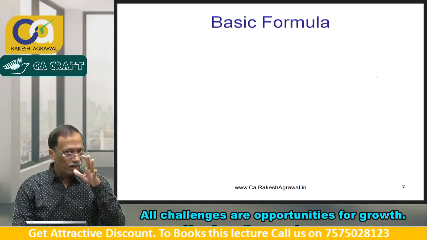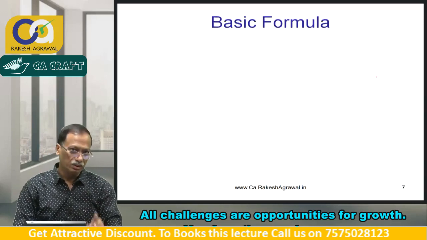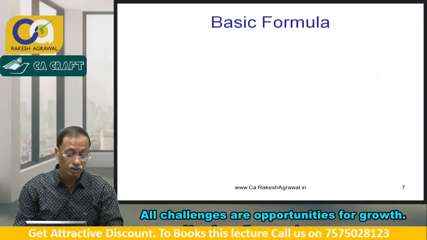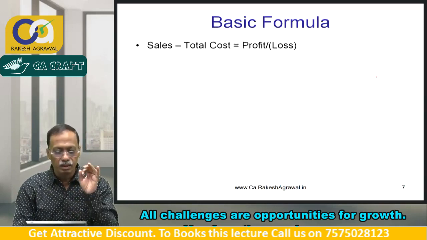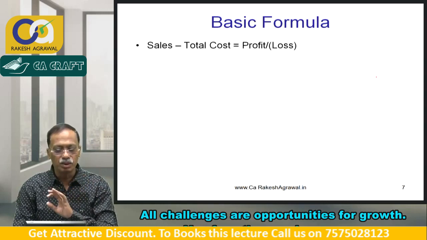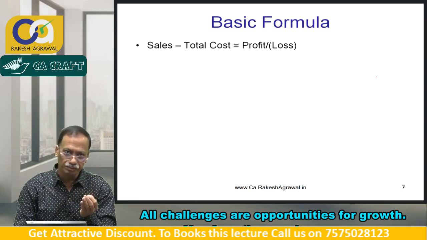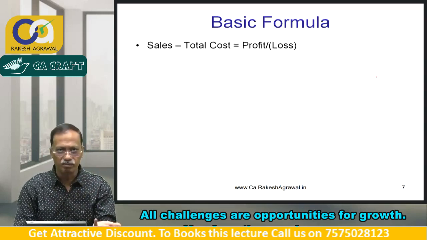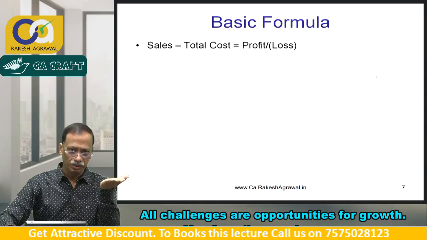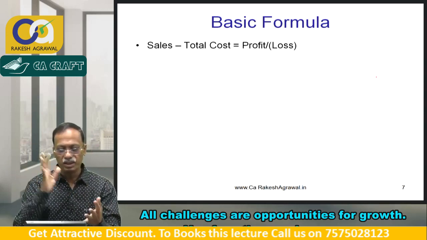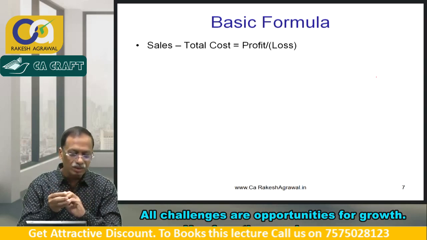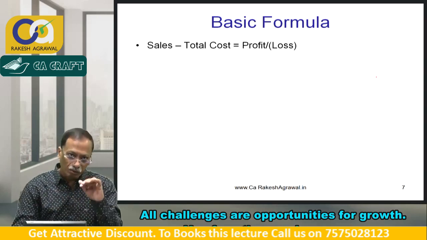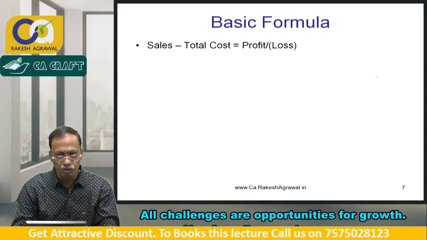Now from where was this formula derived? The golden formula of marginal costing was derived from a basic formula, and the basic formula is sales minus total cost is either profit or loss. This is our fundamental formula. From revenue we deduct the total cost to get the profit or loss. From this basic formula, by twisting it, the golden formula of marginal costing was derived.